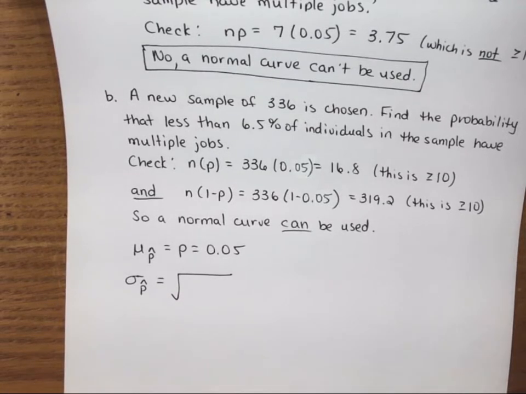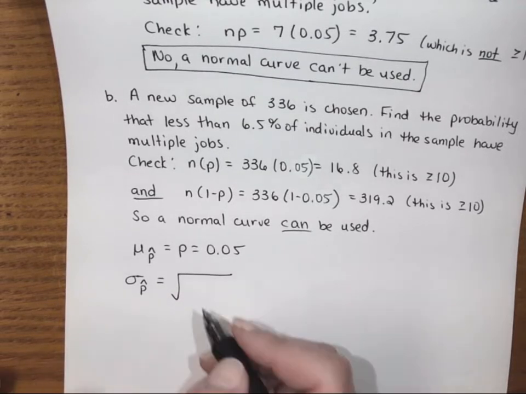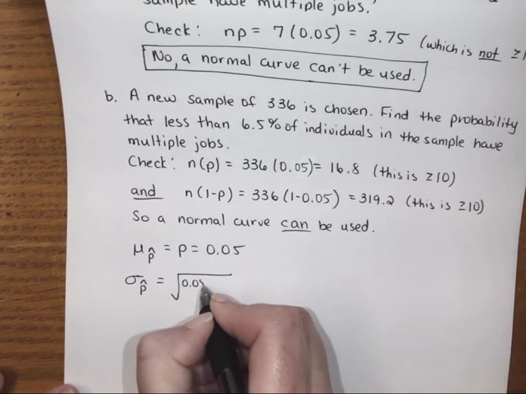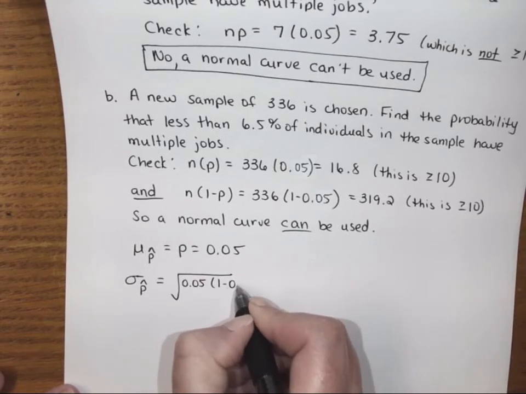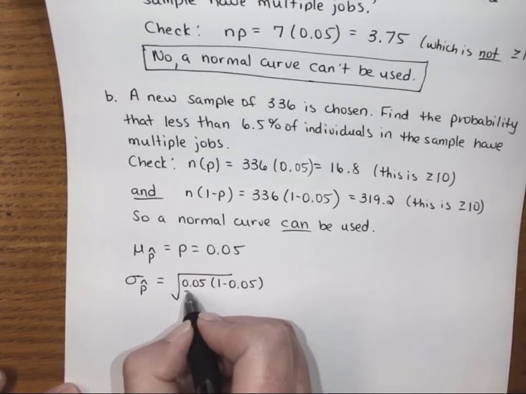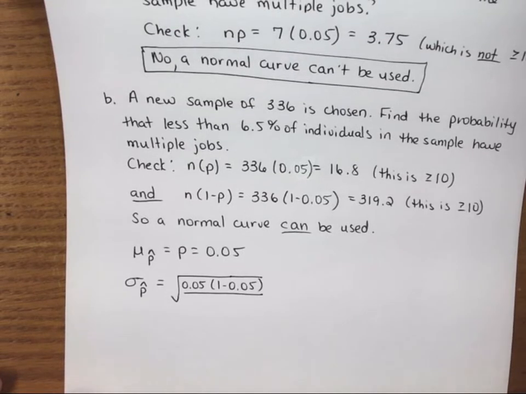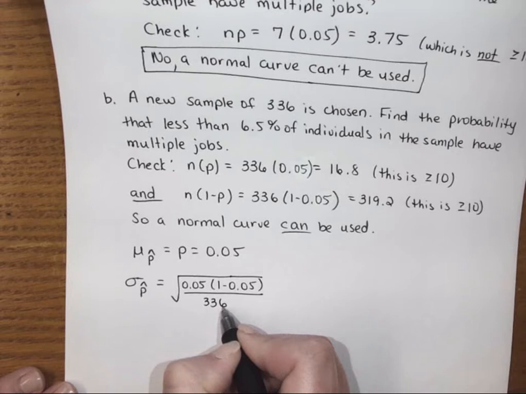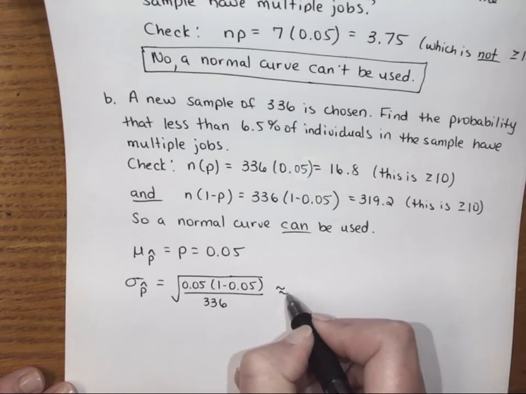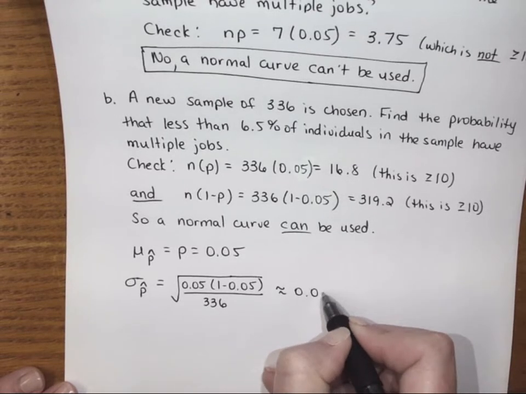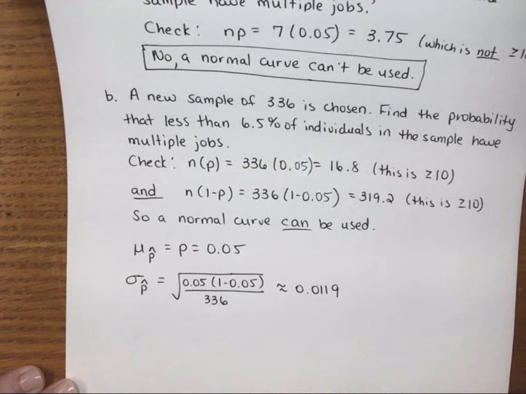sample. So standard deviation looks like the p you're given times 1 minus the p, and then all over n, and then take the square root of that. So again, remember we need to take this out to 4 decimal places because this is not our final answer.